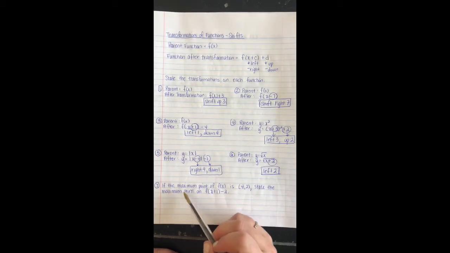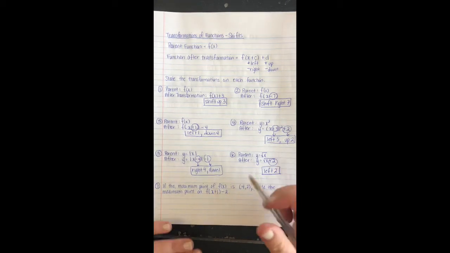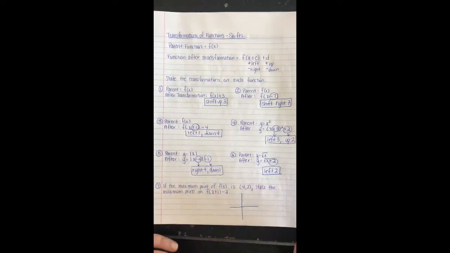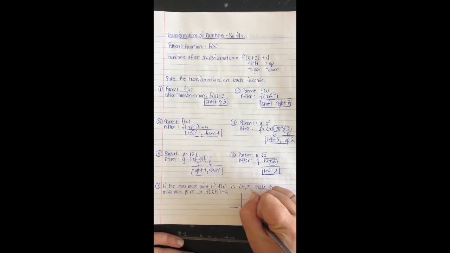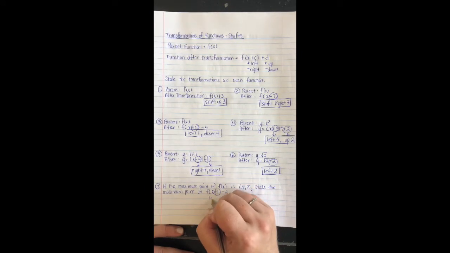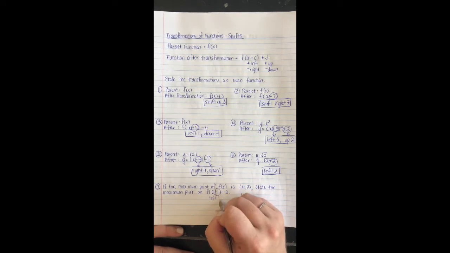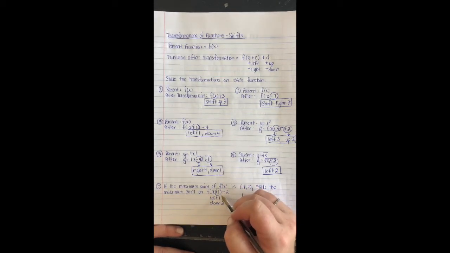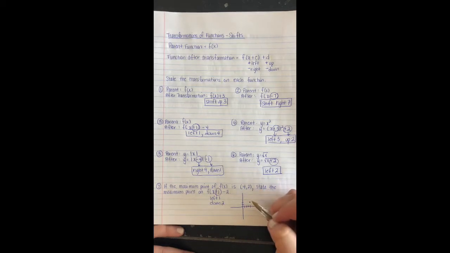The last question says, if the maximum point of f of x is the point (4, 2). So you don't even have to know what f of x looks like, just know that on this graph, there's the point (4, 2). It's saying state the maximum point of f of x plus 1 minus 2. So let's think about how this whole graph is being shifted. This plus 1 means I'm going to the left 1. This minus 2 means I'm going to be going down 2. So that means every single point on that graph is going left 1, down 2, including that maximum point. So take this, go left 1 and down 2, and that should end up at the point (3, 0).